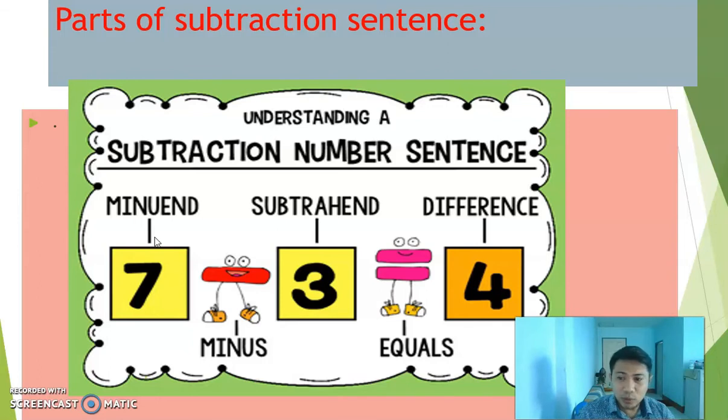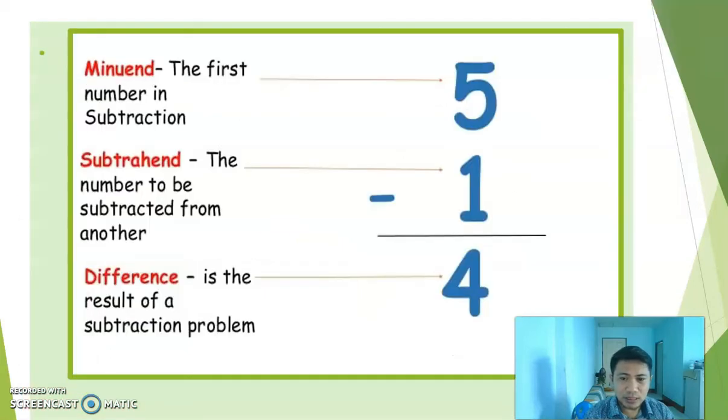How about the subtrahend? Of course, we can say that subtrahend is the second number in your subtraction sentence. And there is another definition for that also. Subtrahend is also the number to be subtracted from another number. So example here, I have 5 minus 1 equals 4. Of course, the first number is 5. We call it minuend. It's the biggest number in your subtraction sentence.